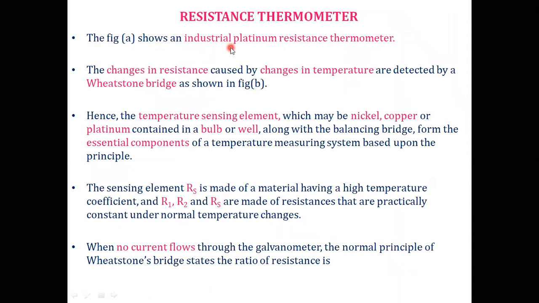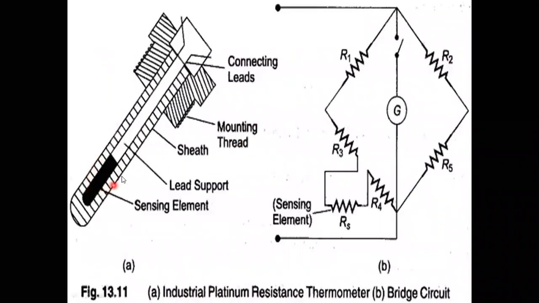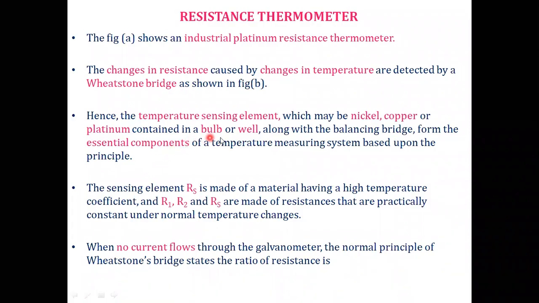The figure shows the industrial platinum resistance thermometer. The change in the resistance caused by change in temperature is detected by the Wheatstone bridge. Hence, the temperature sensing element, which may be nickel, copper, or platinum, is contained in a bulb or well, along with the balancing bridge, and forms the essential components of a temperature measuring system based upon the basic principle. The sensing element RS is made up of a material.